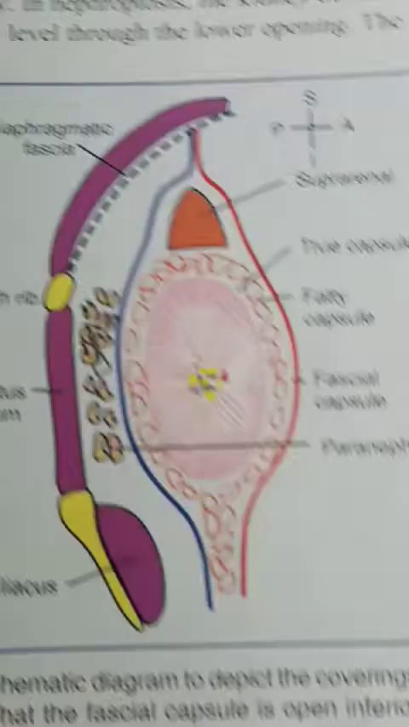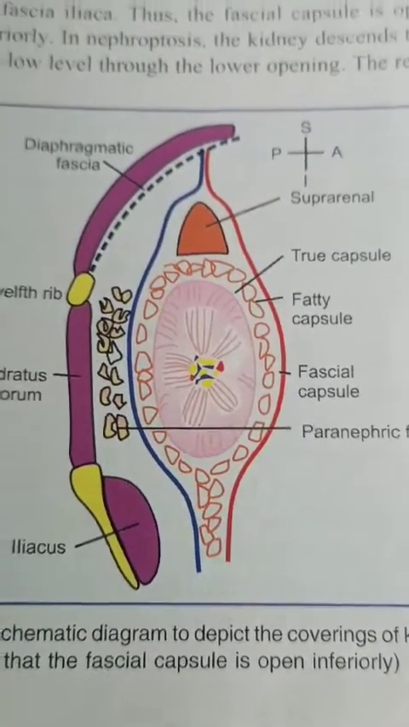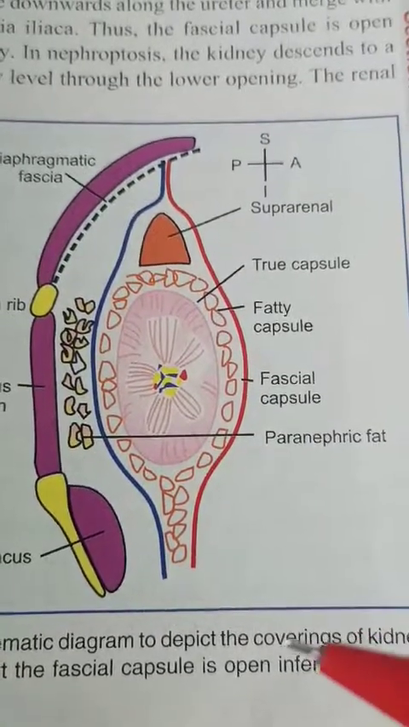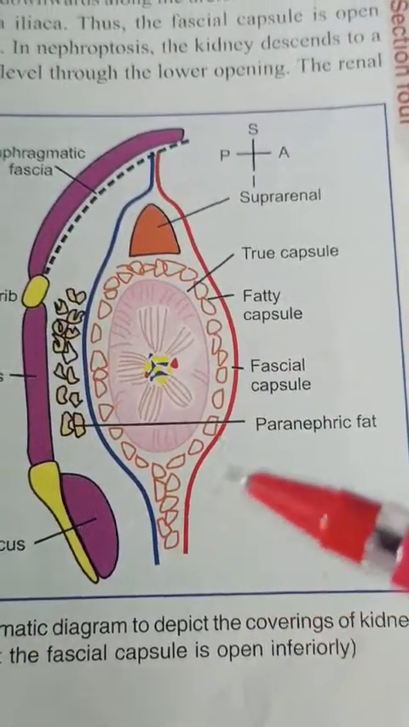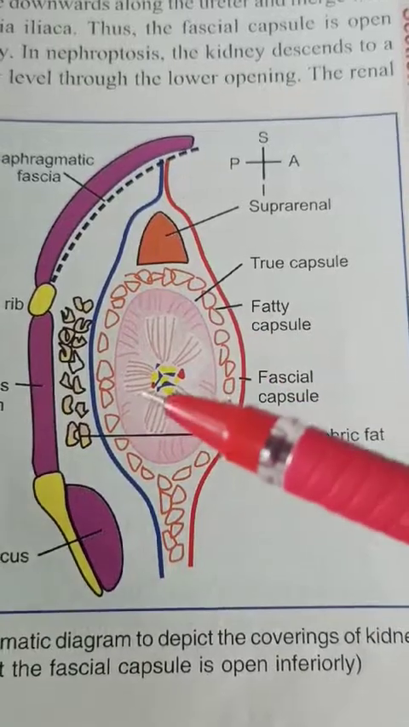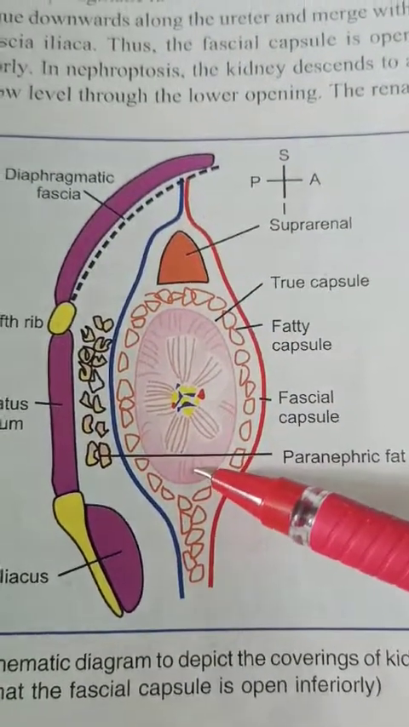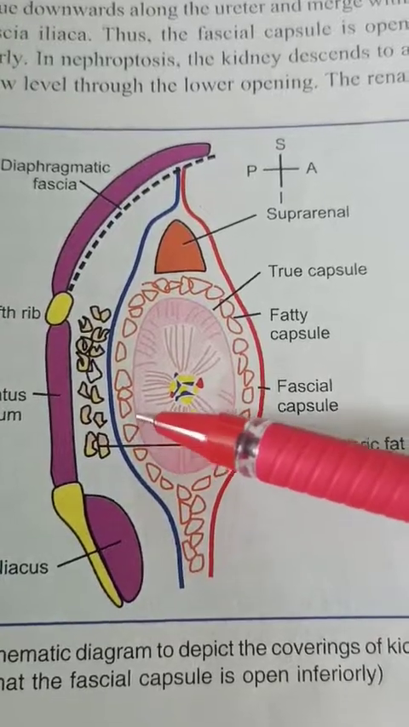Okay, that's it. The next is the coverings of kidney. So here we can see there are four coverings for the kidney. Okay. This is a section, cross section. Here we can see this is the kidney portion, and the kidney itself is covered by a fibrous tissue.